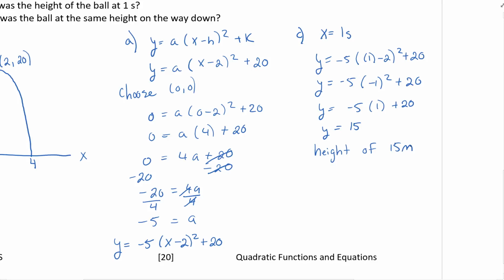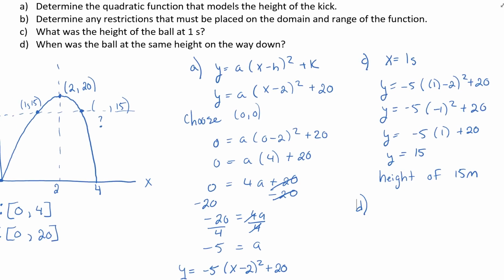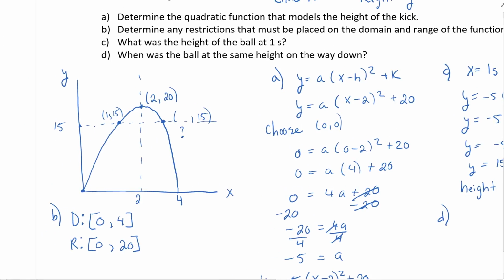When the ball has been in the air for 1 second. Now you've got an option, same as you had for C. You could have done this with the graphing calculator or algebraically for D as well. It says, when was the ball at the same height on the way down? So if we look at our diagram here, I've drawn in a horizontal line at a height of 15. And you can see on the way up it's at 1 second. And what they're asking is how much time does it take for it to reach 15 again?